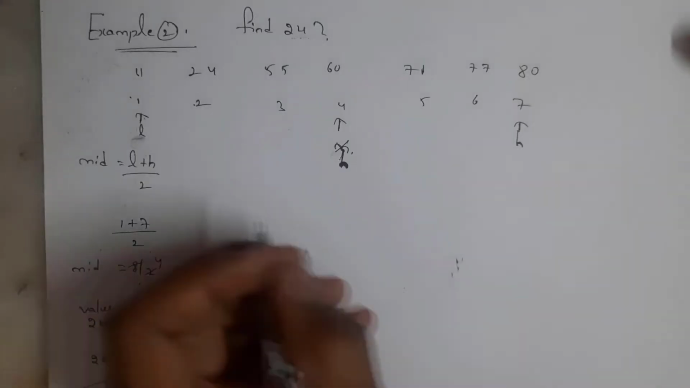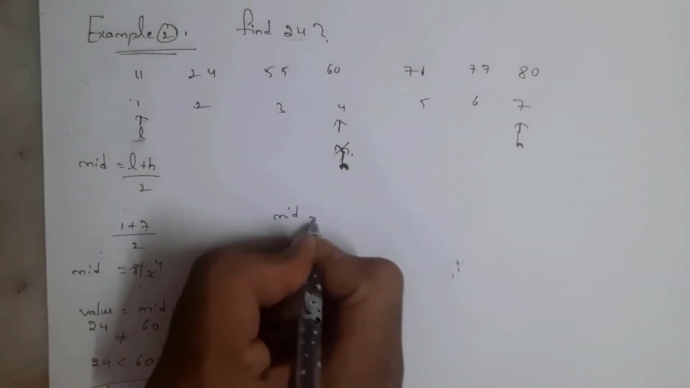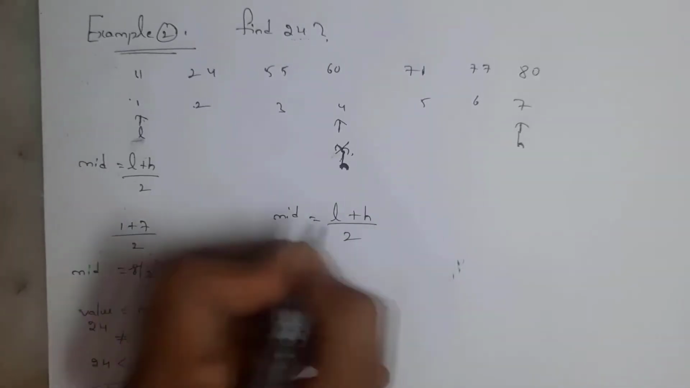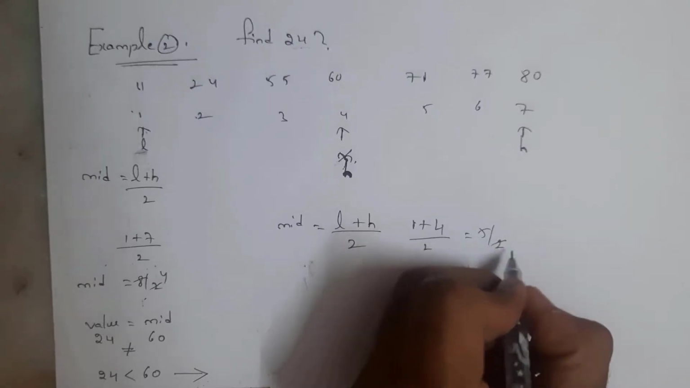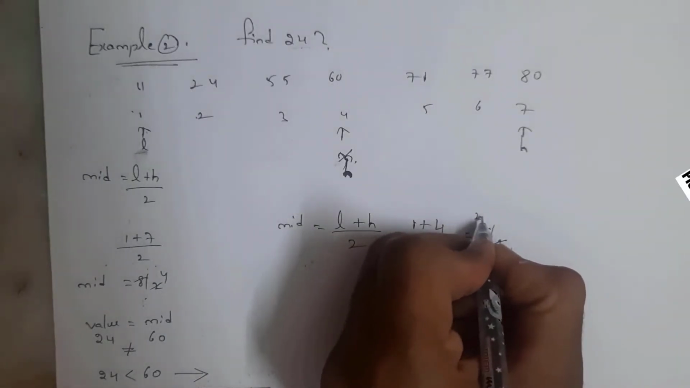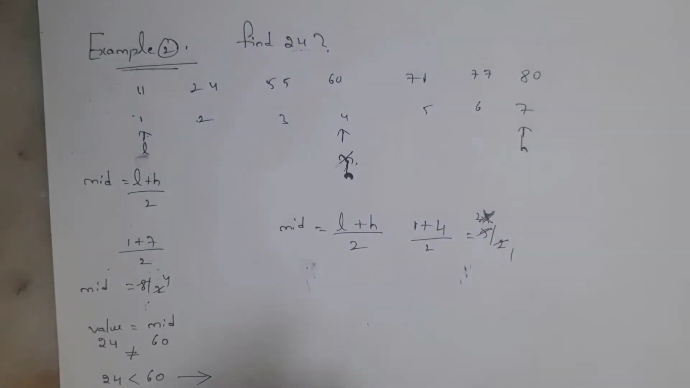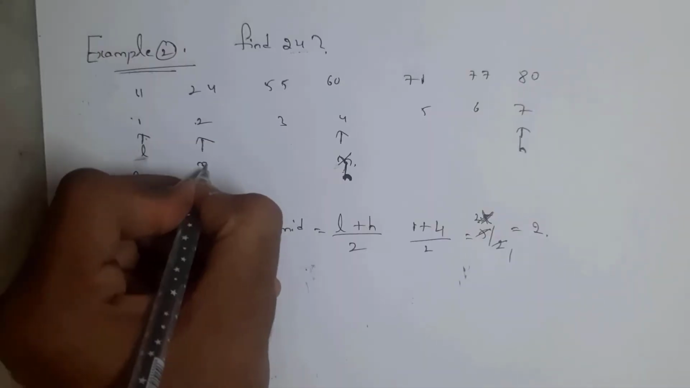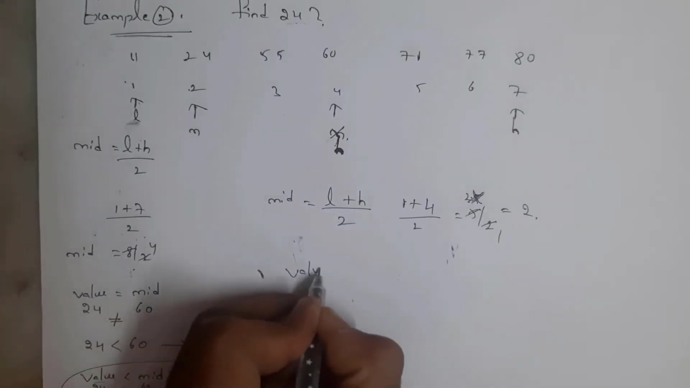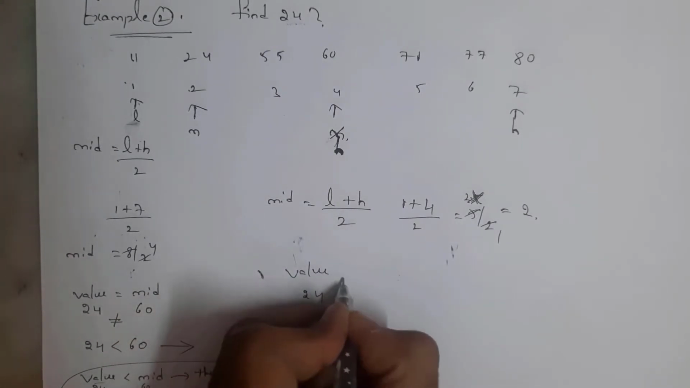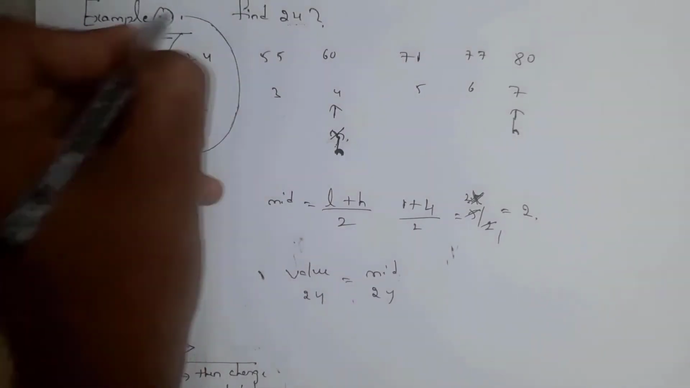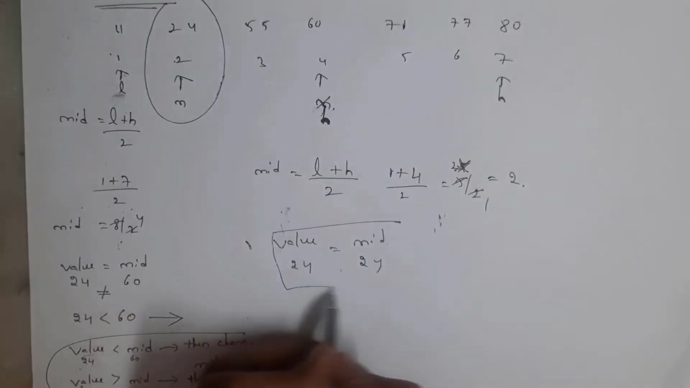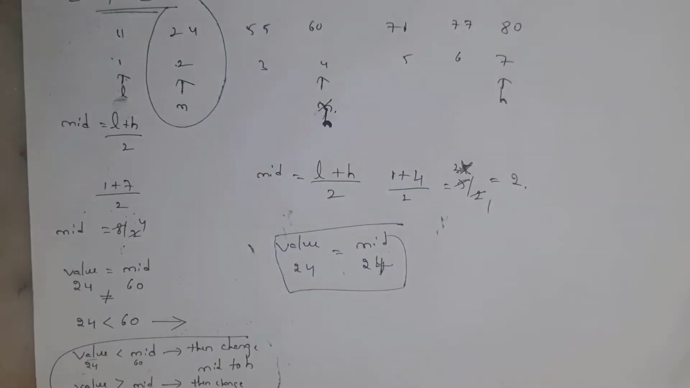Again we need to find mid. Formula of mid is lower element plus higher element by 2, that is 1 plus 4 by 2, that is 5 by 2. 2 twos are 4, so 2.5. Don't consider elements which are after the point, so your value is 2. This is mid. Value which we need to find is 24. Mid value is 24. Therefore we got our result. We can stop this. If value is equal to mid, then we successfully searched that element.